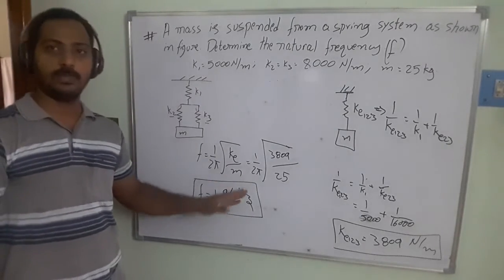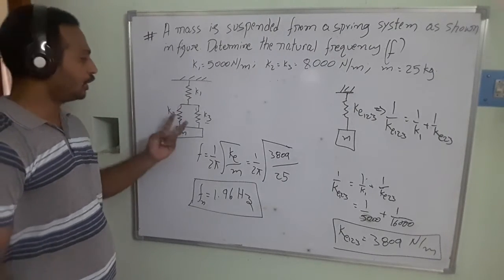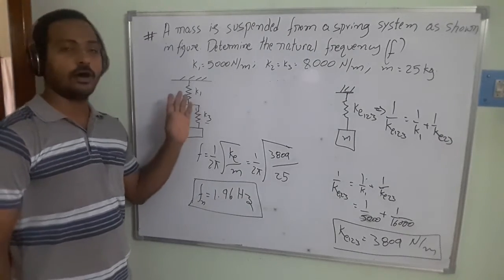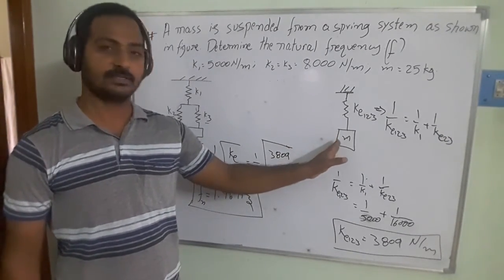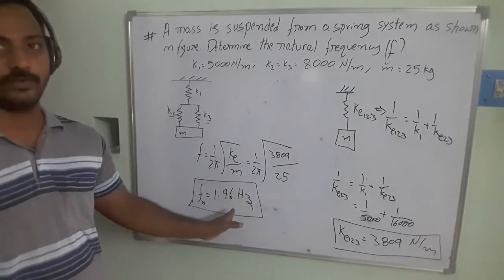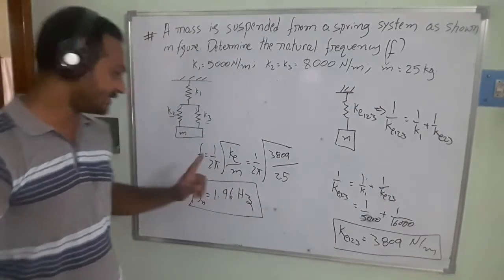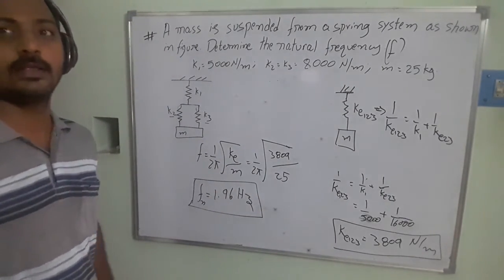This way we calculate it. In this figure, they gave three springs: two springs connected in parallel and one spring connected in series. On that basis, we drew the simplified diagram of the spring and mass system. Once you calculate the equivalent spring stiffness, then we can substitute it in the natural frequency equation. Okay, thank you.